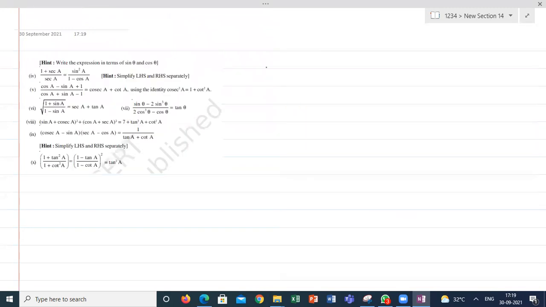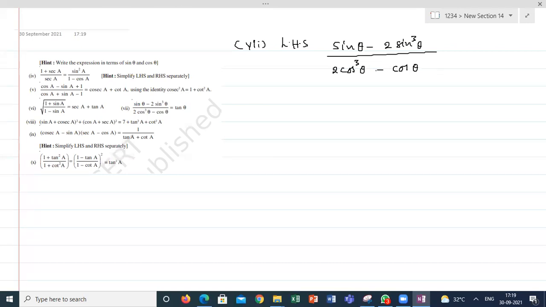Next one is the seventh one. They gave the LHS, it's very simple: sin theta minus 2 sin cube theta divided by 2 cos cube theta minus cos theta. They are asking us to prove this is tan theta. How can we do this one?